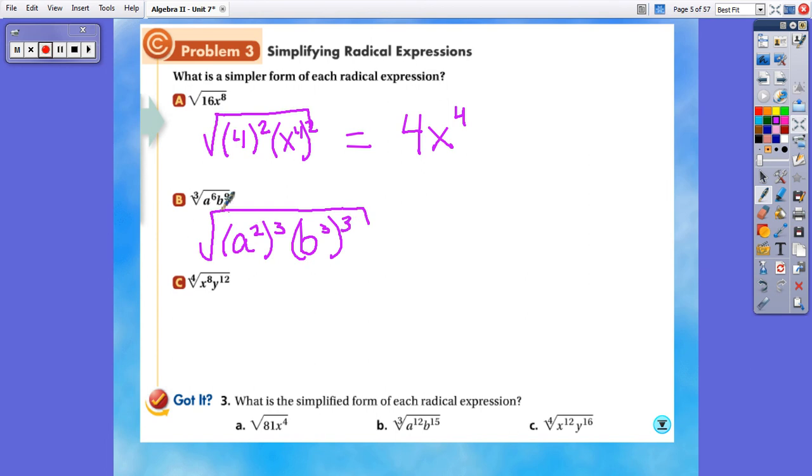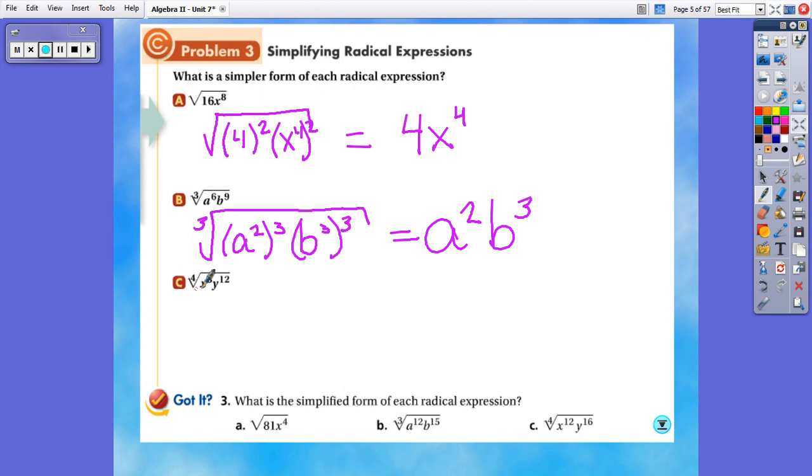So this is really, you can check to make sure they're really meaning the same thing. Oops, I should have put a 3 here. A squared raised to the third power is really a to the sixth, and then b cubed to the third power is really b to the ninth, so those still mean the same thing, but now I can take this third root pretty easily, and we know that it's going to be a squared times b cubed.